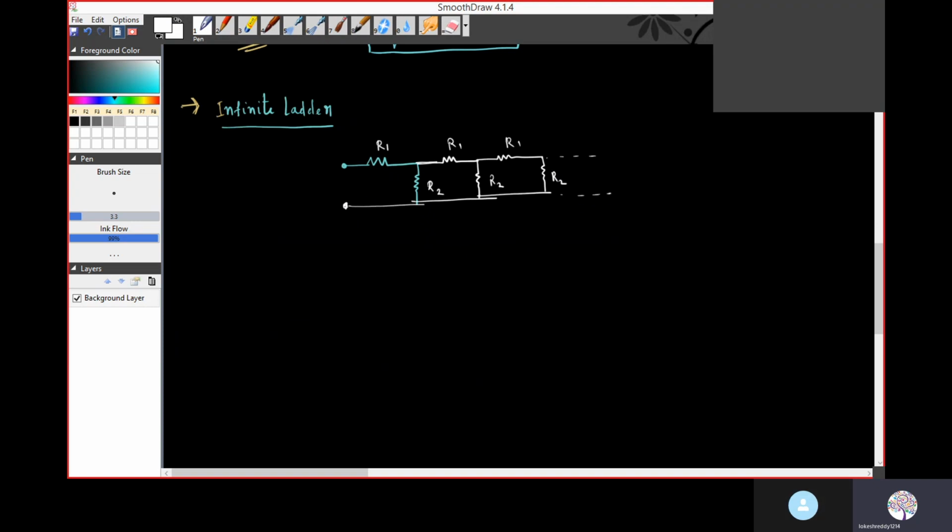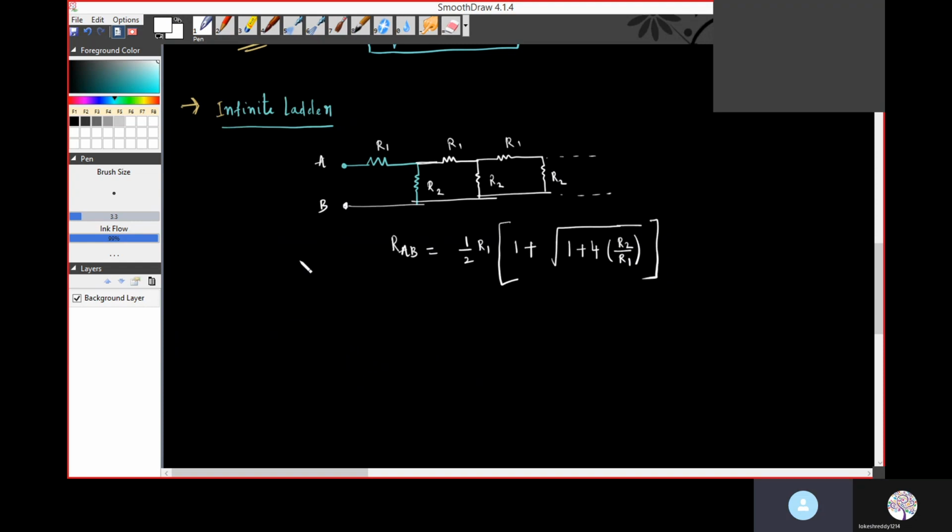Then the shortcut method is, this is A and this is B. The resistance between A and B is equal to half into R1 into 1 plus root of 1 plus 4 into R2 by R1. That's the infinite ladder.